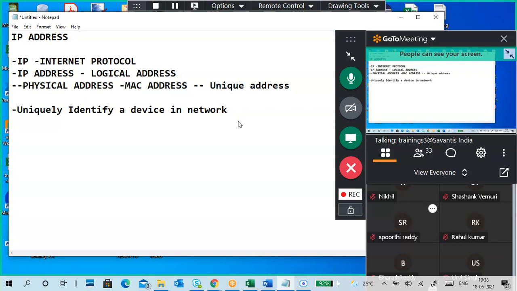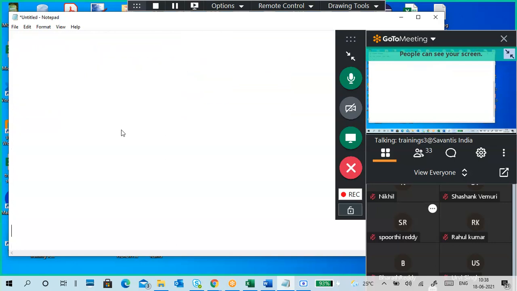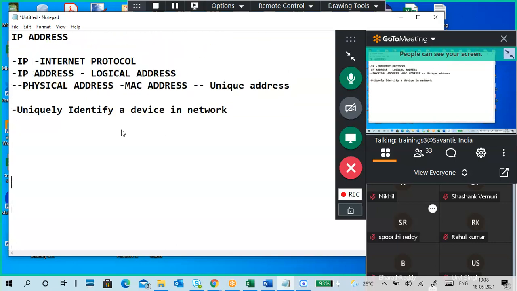Okay, so enough of statements. So why is it a logical address? Why is it called a logical address? Because your network is not just an address, not just a number. Your systems, network means computers with IP address communication, like that.